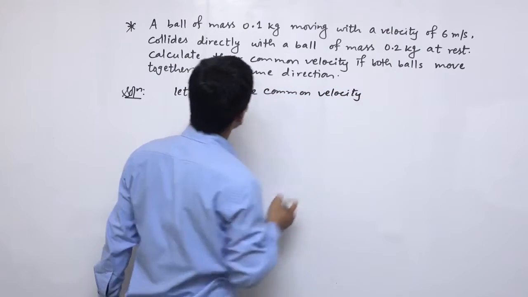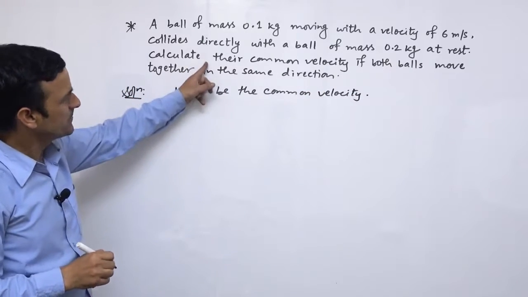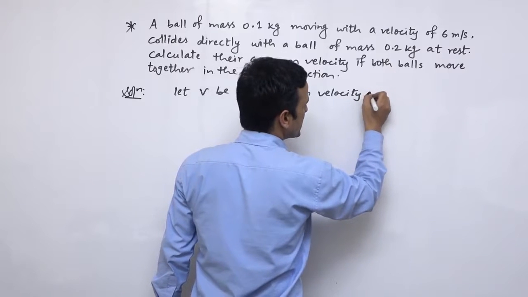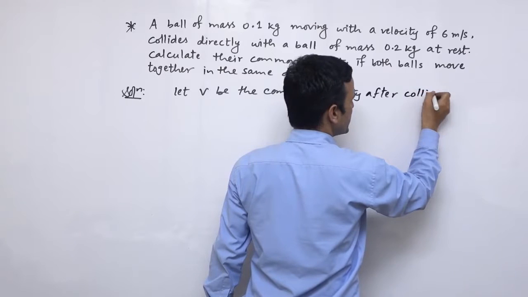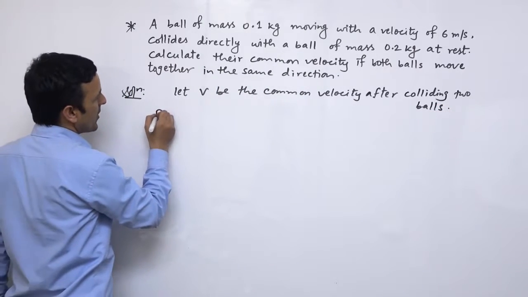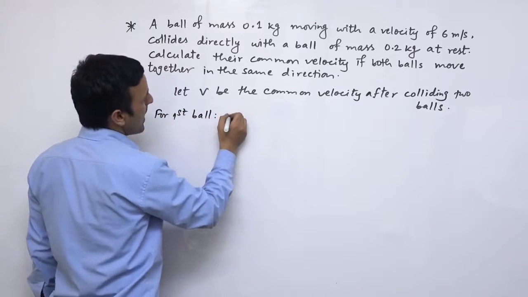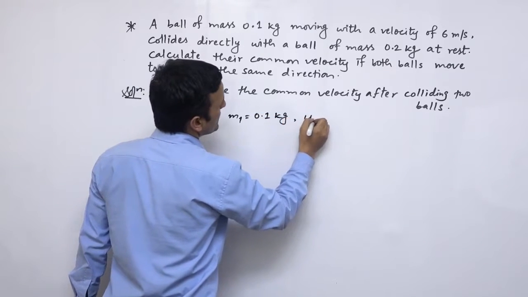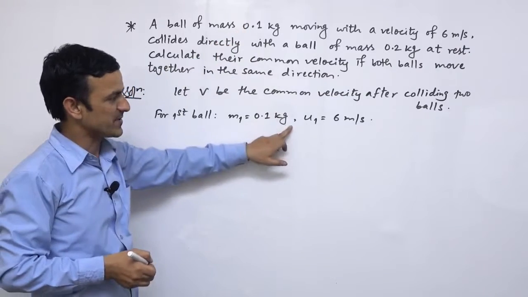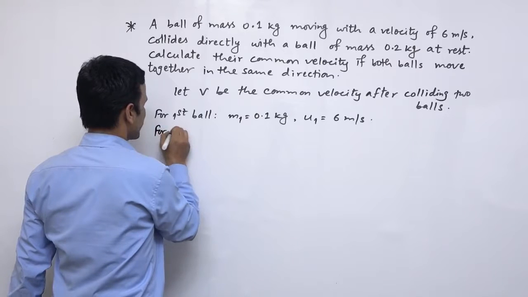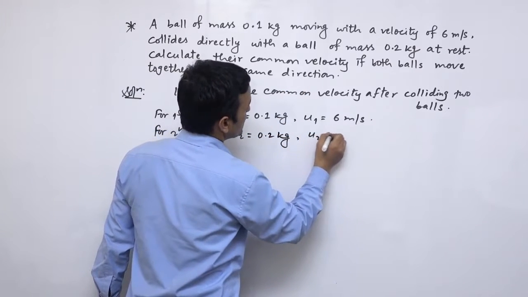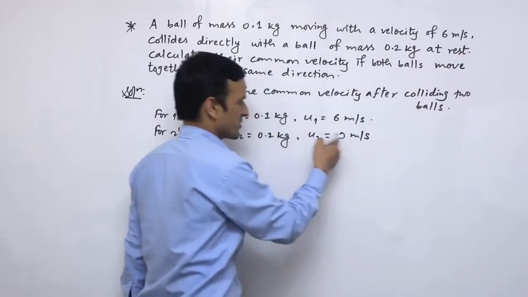Common velocity after colliding these both balls, after colliding two balls. So for first ball, mass m1 is 0.1 kg and velocity is u1. Suppose it is 6 meter per second. यहाँ फर्स्ट बलको भेलोसिटी छ हामीसँग, फर्स्ट बलको मास पनि छ, m1 र u1 लियौं हामीले, सपोज गर्यौं. सिमिलरली फर सेकेन्ड बल m2 is equal to mass is 0.2 kg and velocity is 0 because it is in rest. रेस्टमा भएको भएर यसको भेलोसिटी 0 छ.